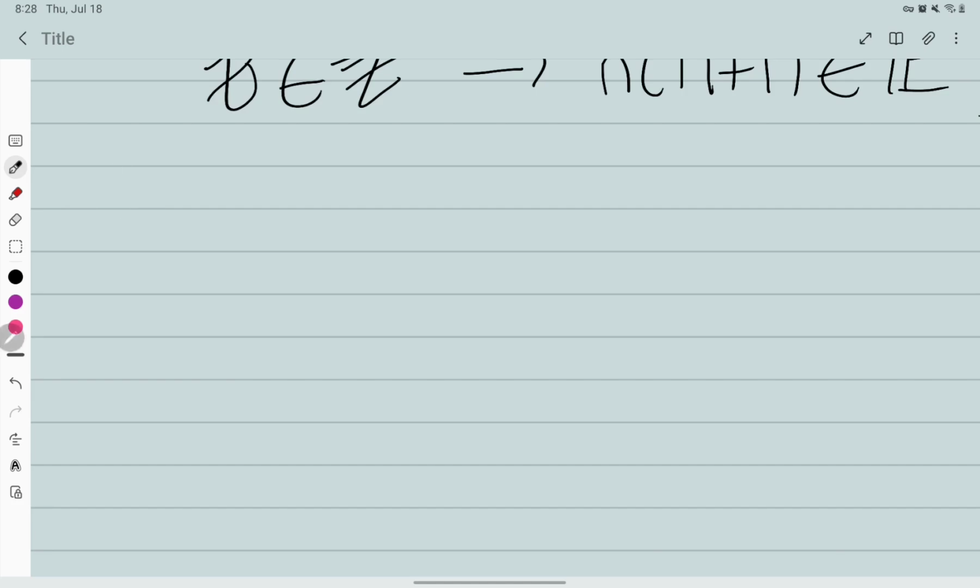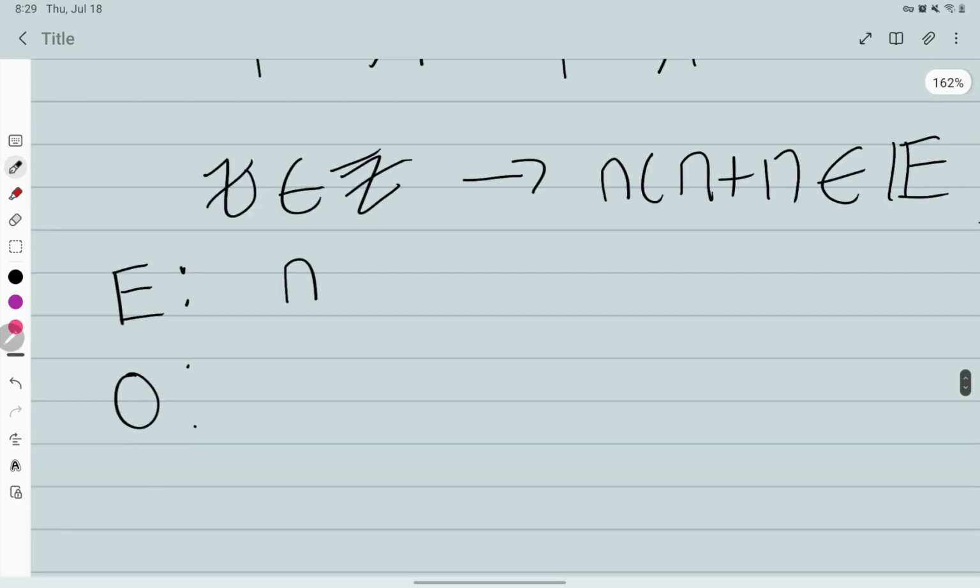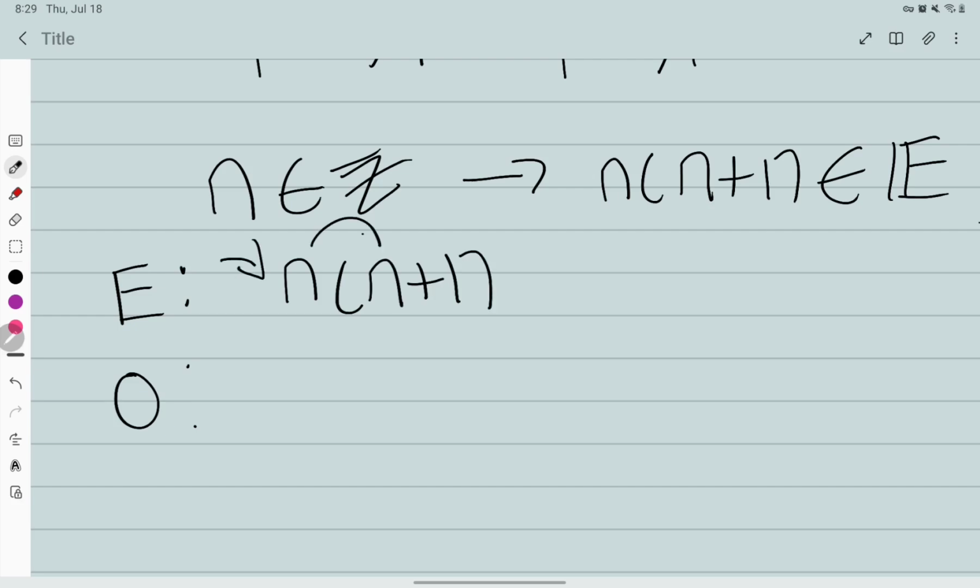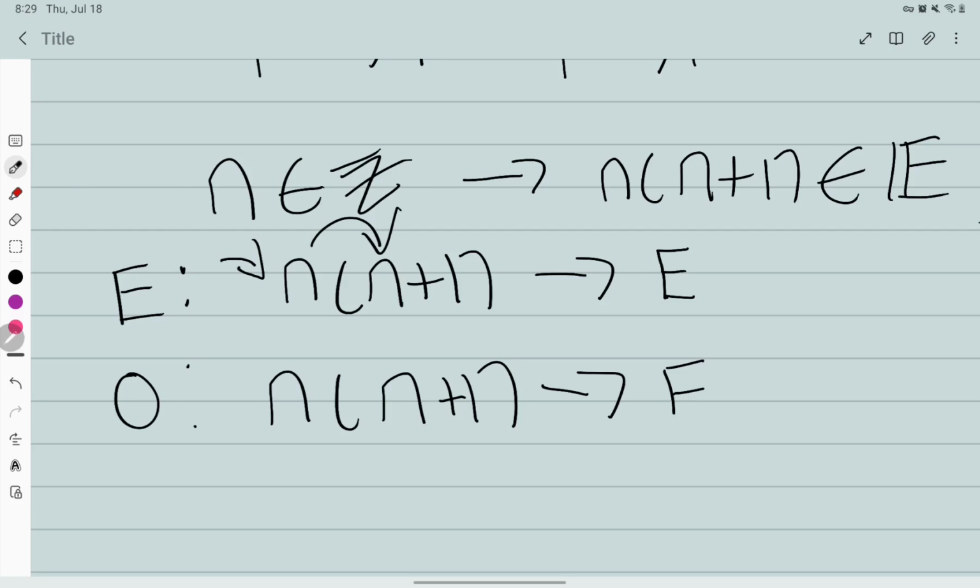Let's assume that x is even. If x is even, then, you know what, I should say n. If n is an integer, that implies n times n plus 1 is an even number. If our integer n is even, n times n plus 1 is even, because n is even, and n times any integer is even. Okay, if n is odd, then n times n plus 1 is even, because when you add 1 to an odd number, it becomes an even number, and any even number times any other number is even.